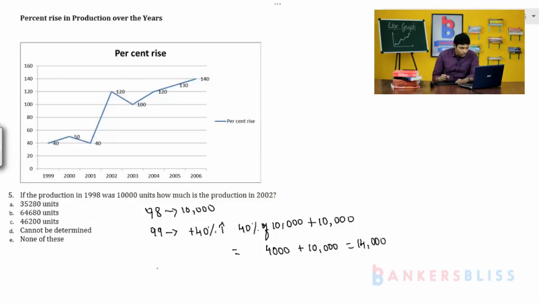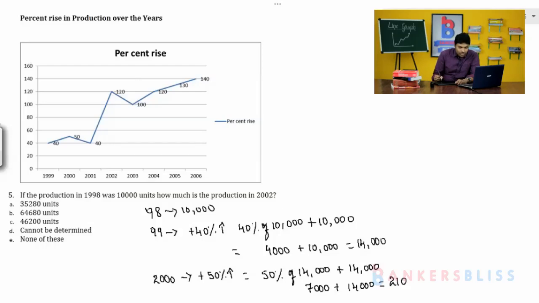Next, in the year 2000, it is increased by 50%. Means what? 50% of previous year data. Previous year data is 1999. So 50% of 14,000 plus 14,000 you have to calculate. See, very simple to calculate. 50% means half. So 7,000 plus 14,000. So altogether you are going to get 21,000.